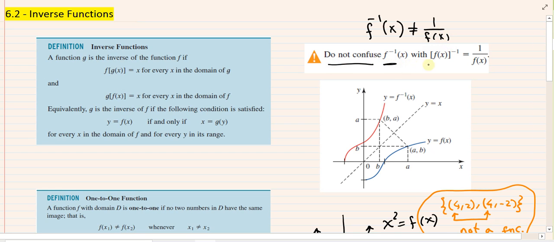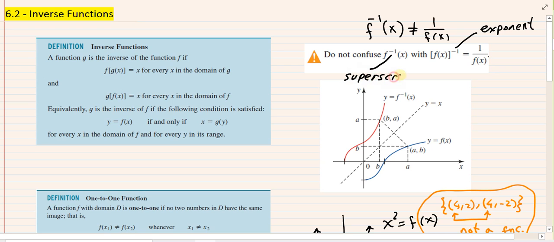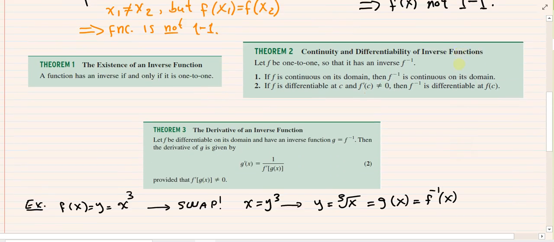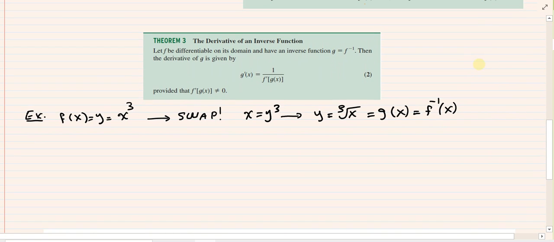Do not confuse the inverse with f of x to the -1. The -1 here is actually an exponent, so it has a numerical value. It could be 2, 3, 4, 0, whatever. So it happens to be -1. This one seems like -1, but it's not. That's why I just call it a superscript. Think of it as a superscript, so we don't assign a numerical value to it. Okay, so let's take a look at this one. Therefore, I want to find the inverse, and I did.